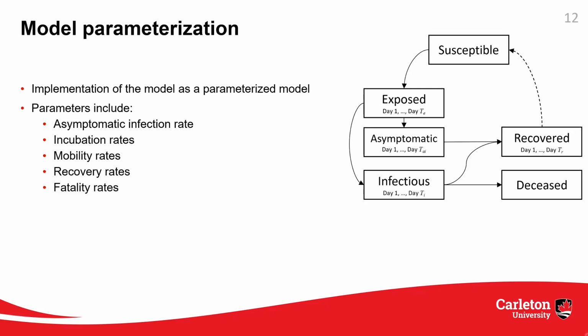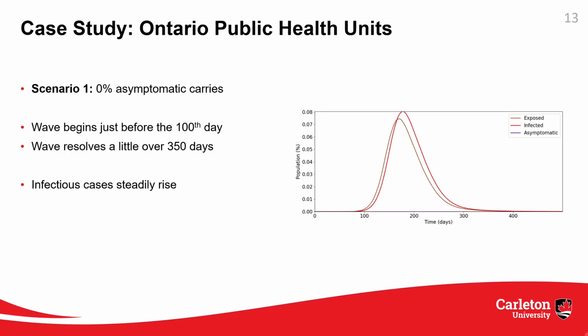I mentioned some of these earlier, and these describe how the population will transition from state to state. So depending on the asymptomatic rate, that percentage of the population become asymptomatic, the remaining become infectious. It's quite simple and allows for easy modifications. With our parameters made, we can then run the model. An example of us running the model here is using a case study of the Ontario Public Health Units. For this, we ran a couple different scenarios to view how the model would run using different asymptomatic rates.